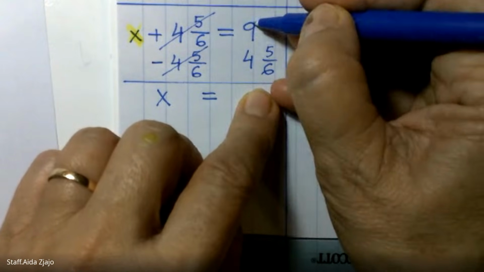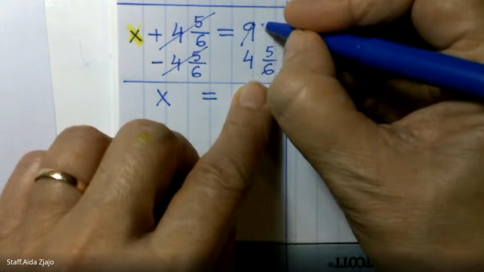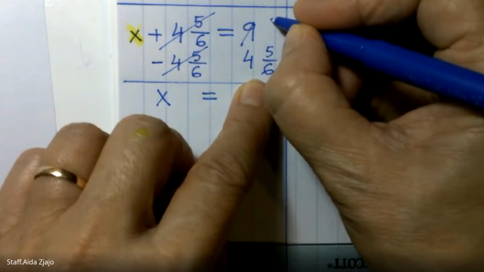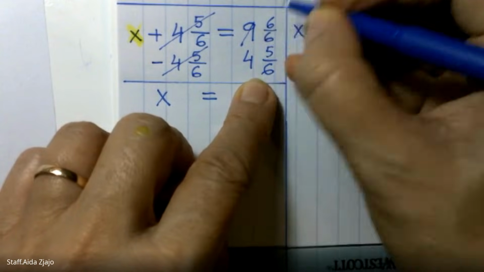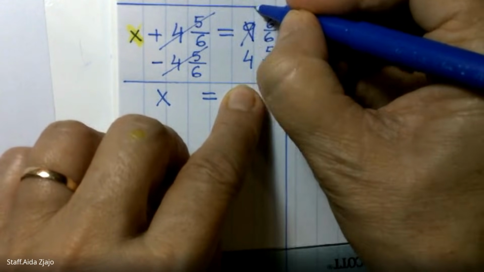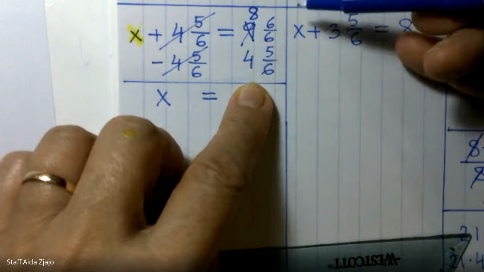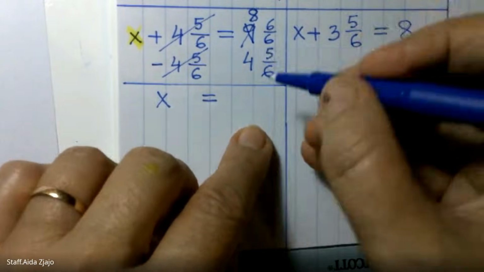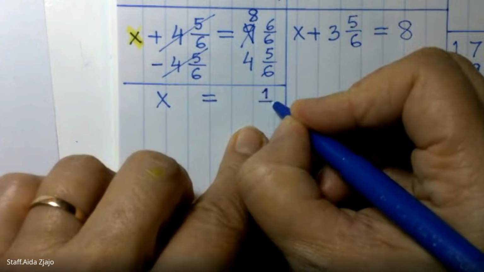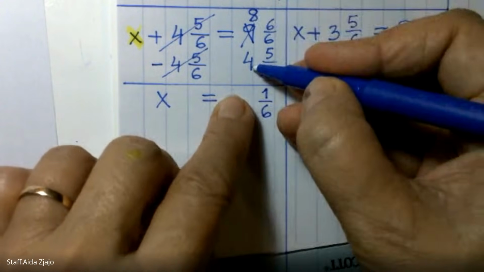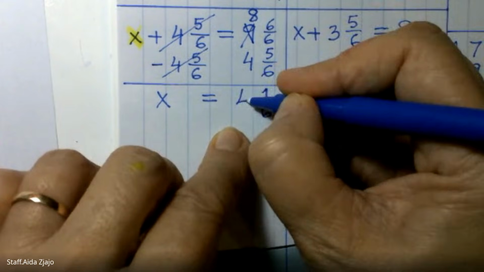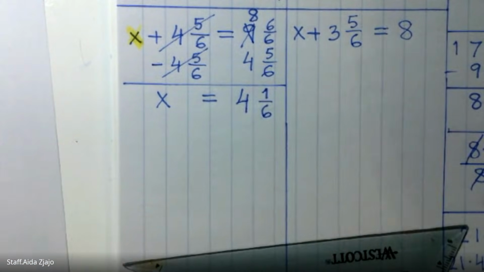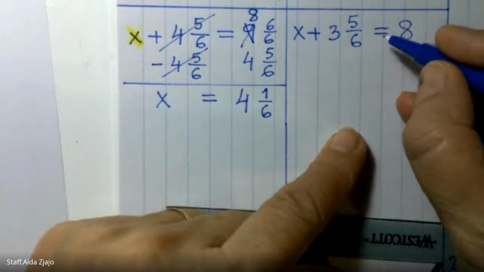If you regroup that and make from 1 whole 6/6, then you will have 8 wholes left. So now you have parts. 6/6 minus 5/6 equals 1/6. And 8 wholes minus 4 wholes is 4 wholes, which is exactly what my estimate was. It's the same strategy in this one.